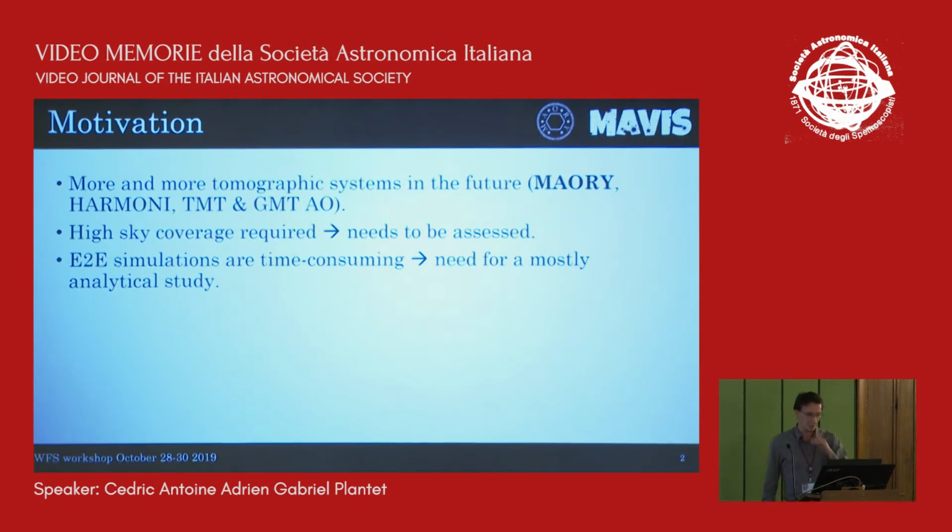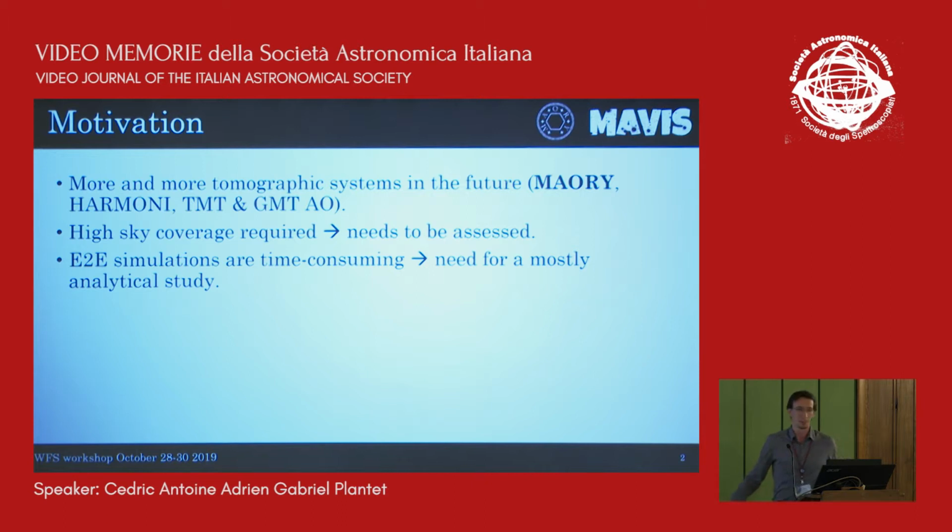So the motivation of this work is that we will have more and more tomographic systems in the future. For example, MORFEO, HARMONI, the TMT and the GMT adaptive optics systems, just to cite the extremely large telescopes. They all, or almost all, have high sky coverage required. So we need to assess that in our simulations to design the systems.